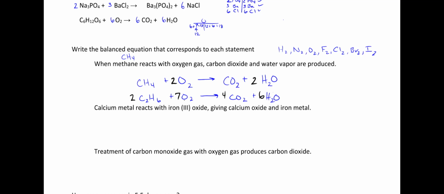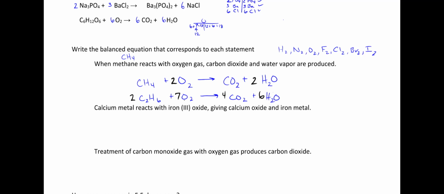Okay, let's try another question here. Calcium reacts with iron 3 oxide, giving calcium oxide and iron metal. All right, take a moment to pause the video and write this equation. And when you're done, we'll come back and balance it.